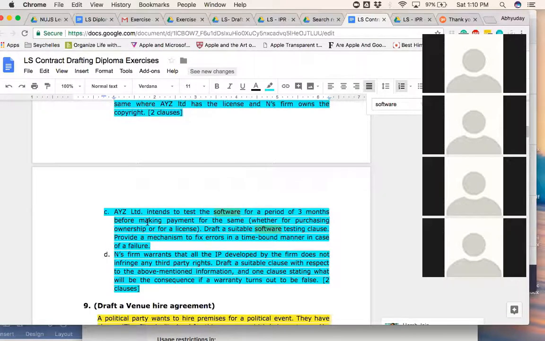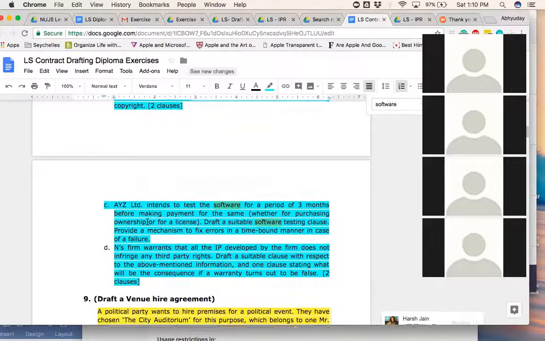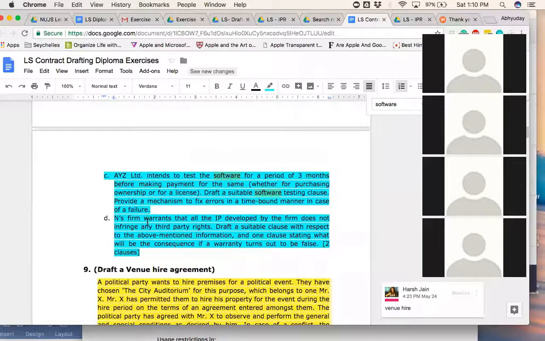Next is that AYZ Limited intends to test the software for a 3-month period before making payment, whether for purchasing or for a license. Draft a suitable software testing clause. Provide a mechanism to fix errors in a time-bound manner. Hence, firm warrants that all the IP developed does not infringe third-party rights. Draft a suitable clause with respect to the above mentioned information.